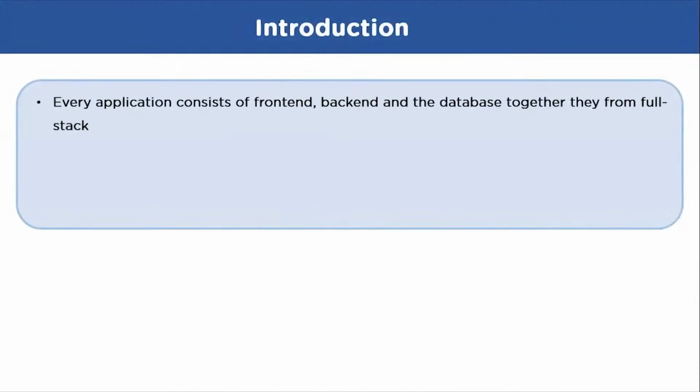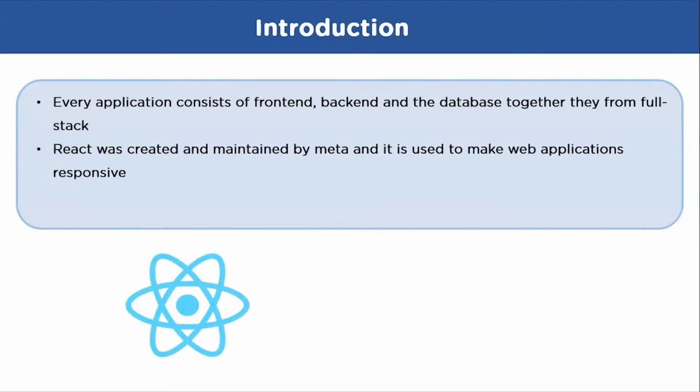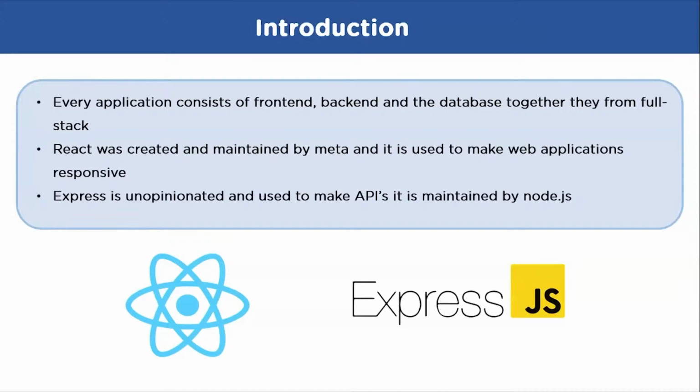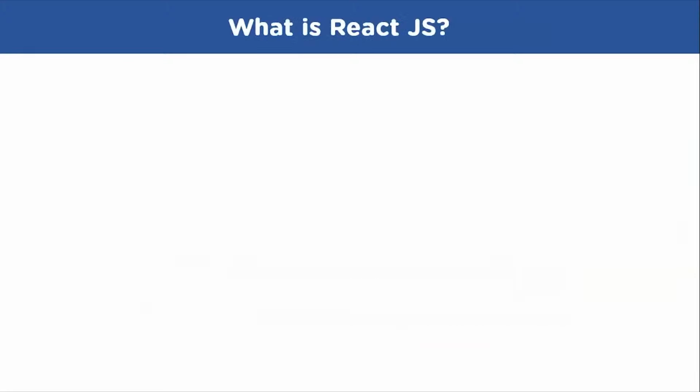Every application consists of front-end, back-end, and the database together. They form full stack. And in this video, we will be talking about React and Express.js. React was created by Meta and it is used to make web applications responsive. Express.js is unopinionated and it is used to make APIs. Express is maintained by Node.js.